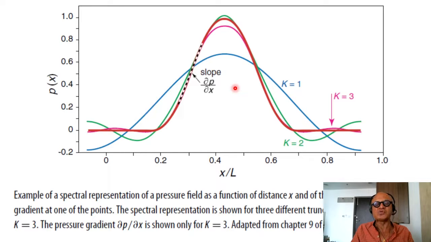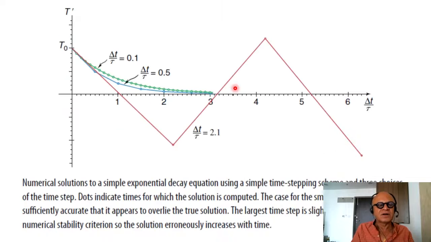I'm not going into the details here, but you can also see how numerical solutions depend on the time step we use. We talked about the CFL Courant-Friedrichs-Lewy condition for the advection equation and described how numerical instabilities can be generated when you violate some conditions. So numerical solutions to a simple exponential decay equation are used here. A simple time stepping scheme and 3 choices of time step are shown. Dots indicate times for which the solution is computed.